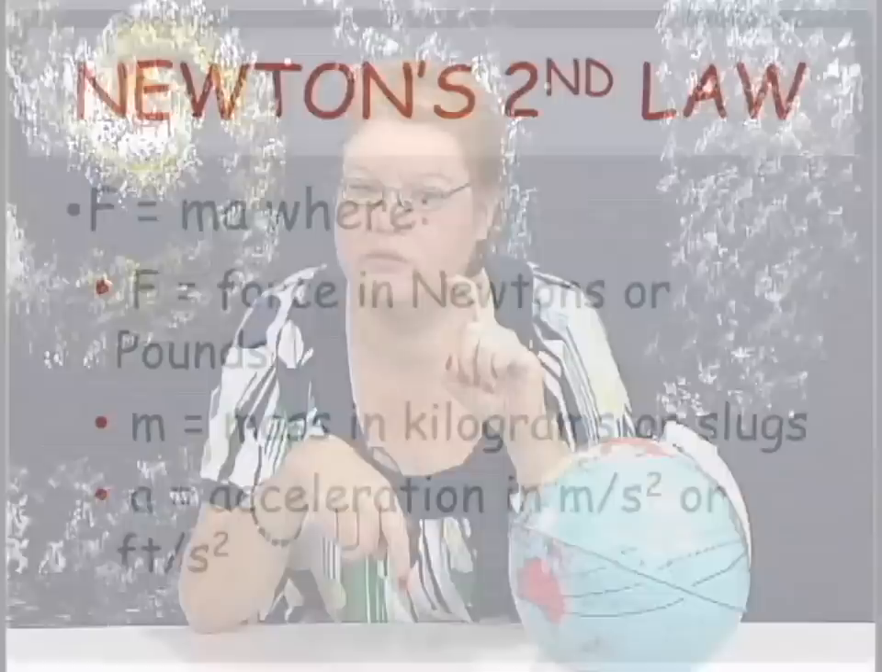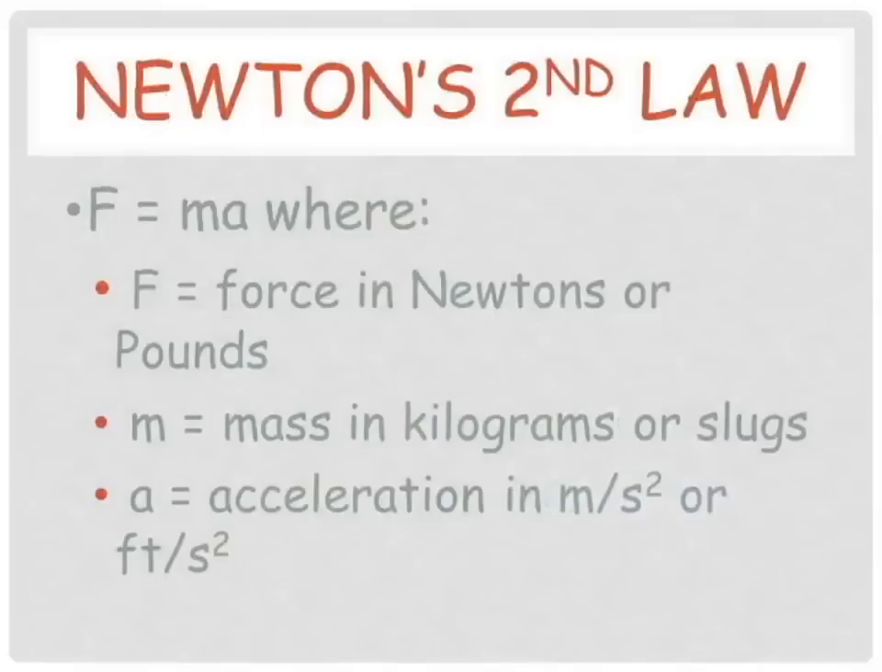And those two can still be equivalent because mass and acceleration are inversely proportional to each other. They're indirectly proportional to each other. One increases, the other one decreases for a given force. Okay? So F is equal to force, M is equal to mass, and A is equal to acceleration.